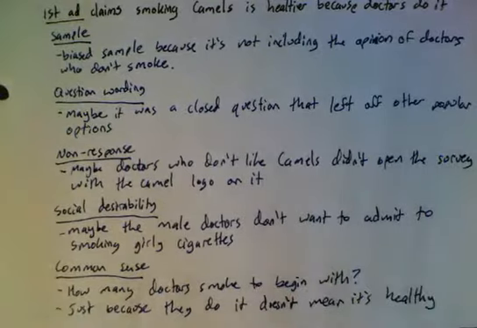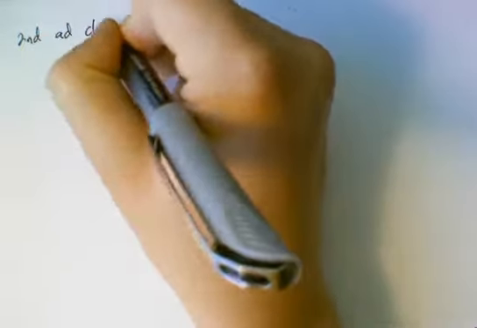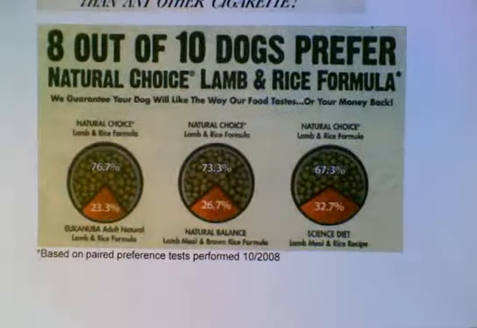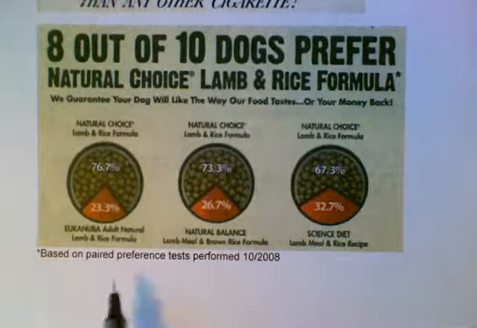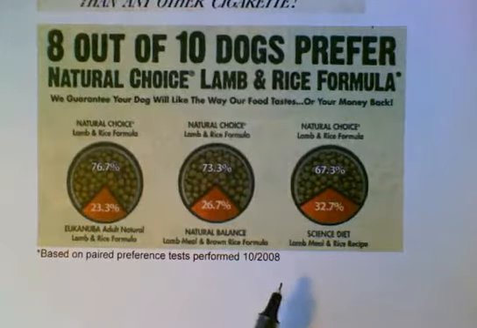So those are the types of things that we're looking for when we're analyzing advertisements. So let's look at a second one. This one is for dog food. This one says 8 out of 10 dogs prefer Natural Choice lamb and rice formula. And this is based on paired preference tests performed on this date.